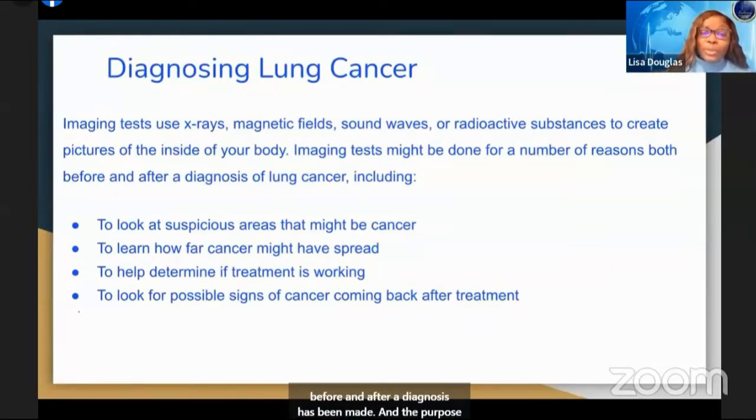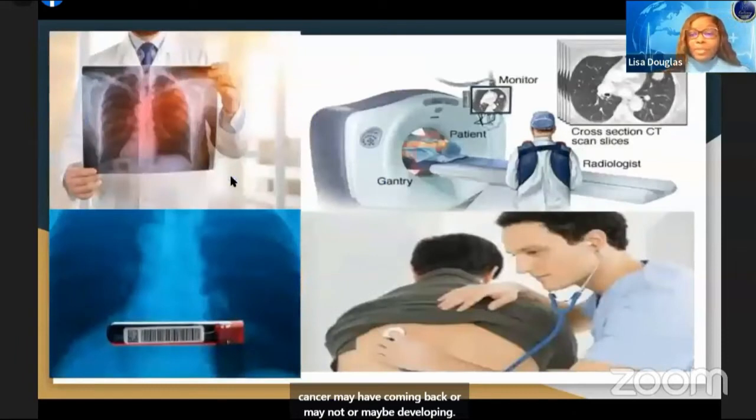The purpose includes looking at suspicious areas that might be cancerous, to learn how far the cancer may have spread, to help determine if treatment is needed or has started and if treatment is working, and to look for possible signs of cancer coming back or developing. This is a picture of the different tests that may be done, including blood work.